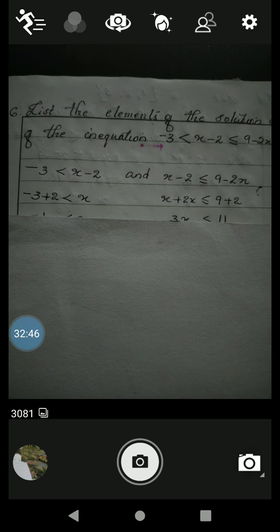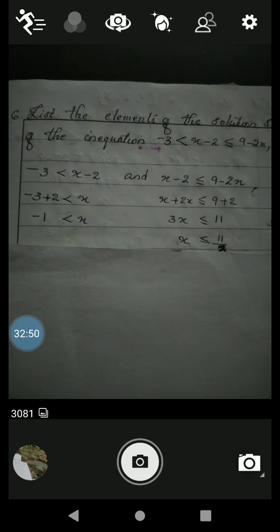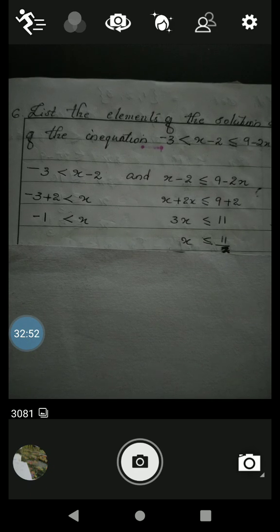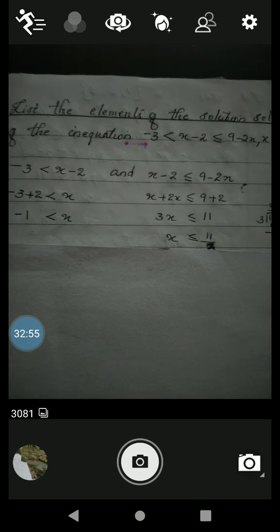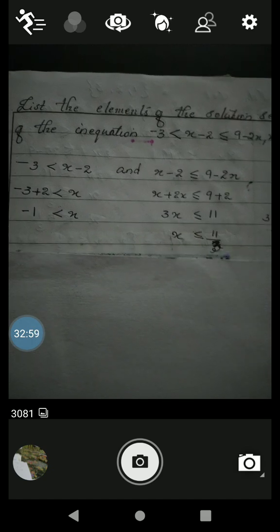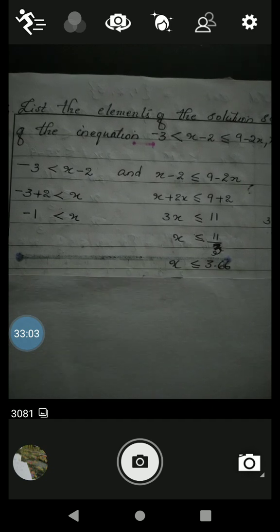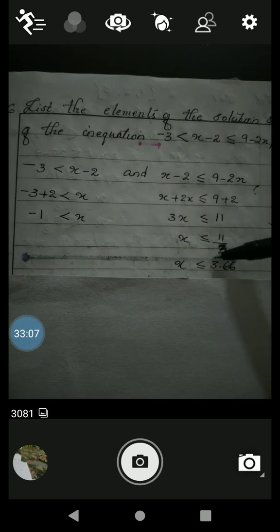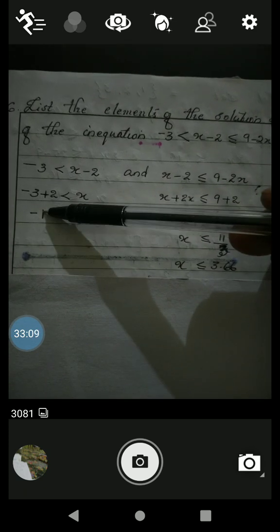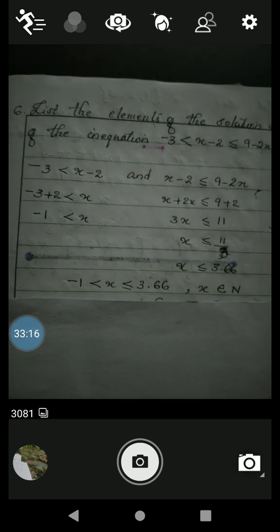You can solve it by yourself. When you solve, on the left side you will get minus 1 less than x, and on the right side x is less than or equal to 11 by 3. What is 11 by 3? It is 3.66. Now combine these two. From here we can start. Minus 1 less than x less than or equal to 3.66. In this way we can combine.